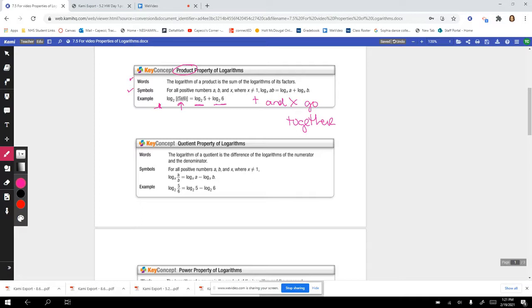The same thing holds true when we have division, the fractions of division. Division becomes subtraction. So I separate that argument into subtraction. So subtraction and division go together.